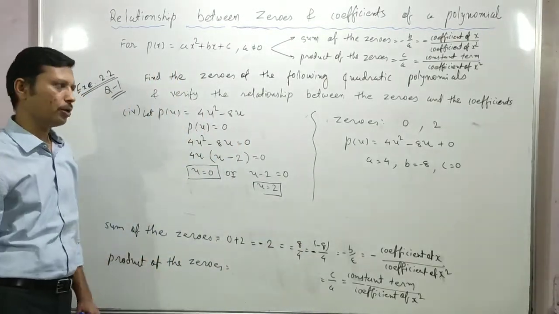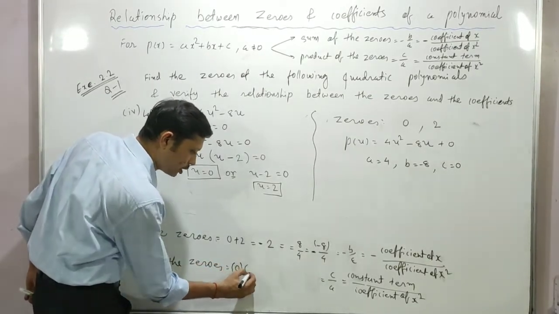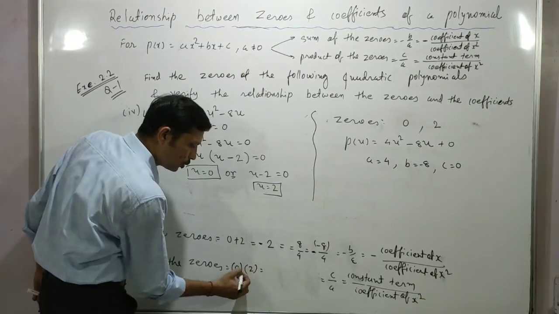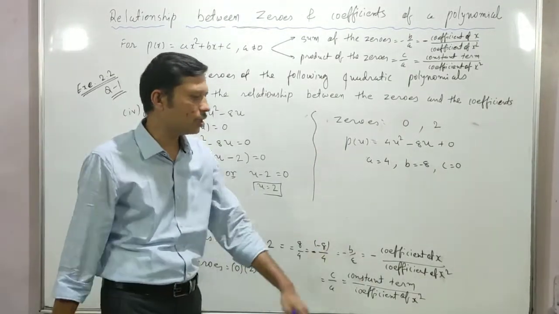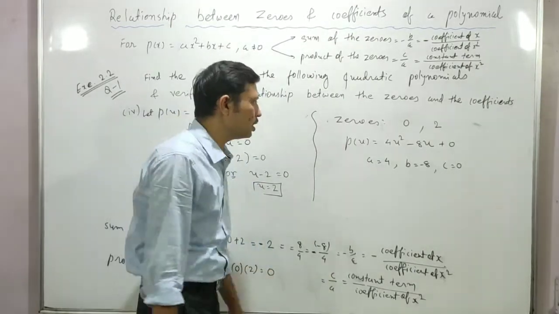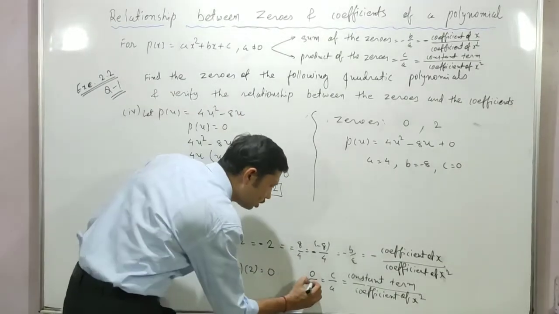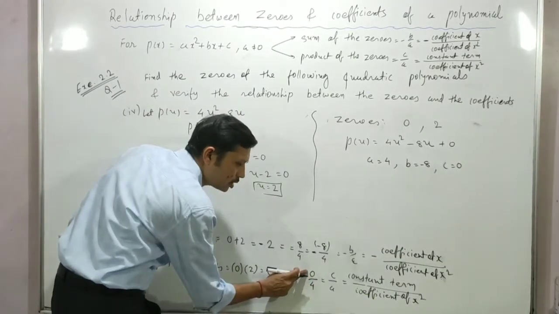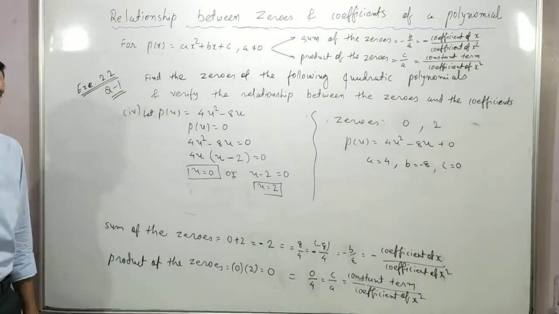Now the product of the zeros. One zero is 0, another zero is 2. So 2 into 0, that multiplication is 0. Now come to the other part. The product of the zeros is equal to c by a. C is 0 upon a, that means 4. If the numerator is 0 and the denominator is non-zero, the overall answer is 0. Right?